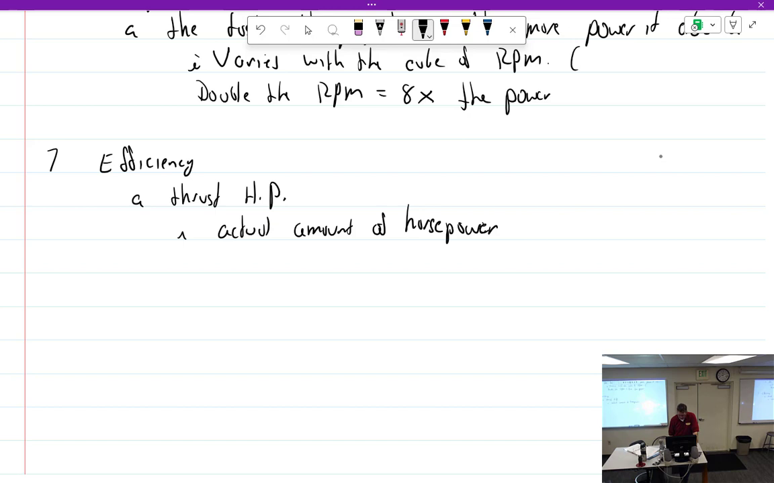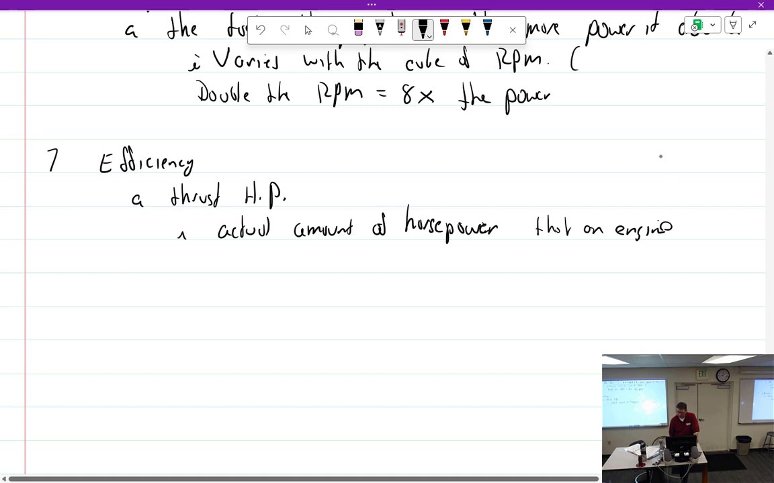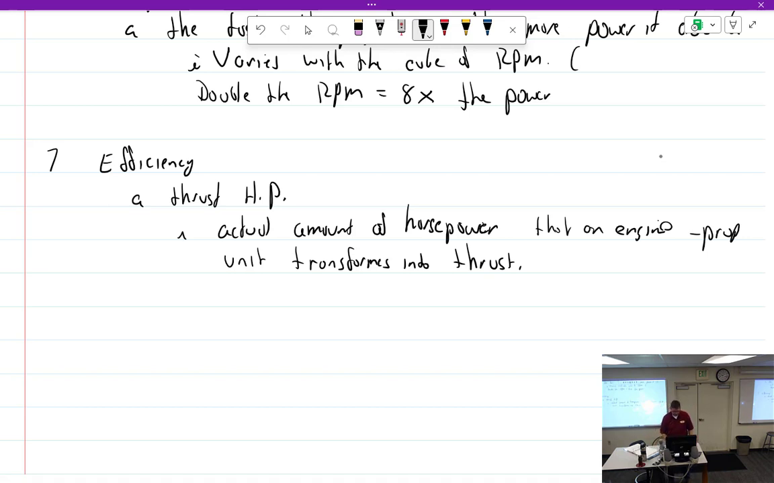Actual amount of horsepower, that, and engine, propeller, engine, prop, unit, that's thrust horsepower, transforms into thrust horsepower. The things I'm not going to then tell you, or let's see, 8, 9, 10, I wrote, maybe not. Thrust is perpendicular to the rotational plane of the prop. Brake horsepower, torque, actual horsepower delivered to the prop. And propeller efficiency, which is thrust divided by torque horsepower. We don't need that. I agree. Yes. All right.